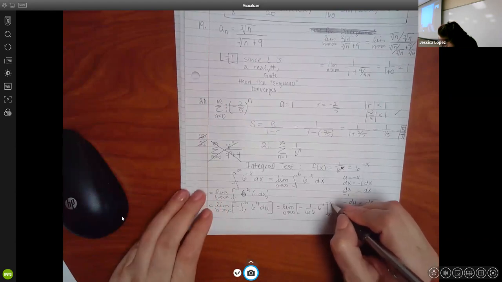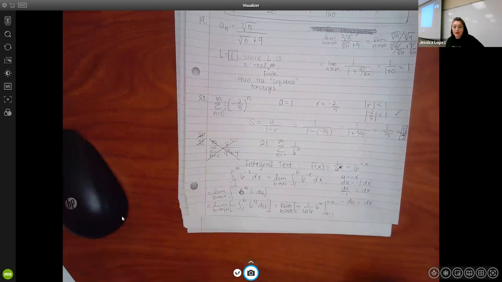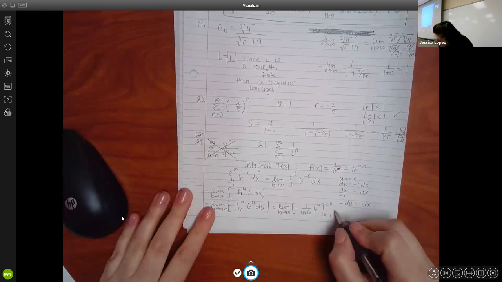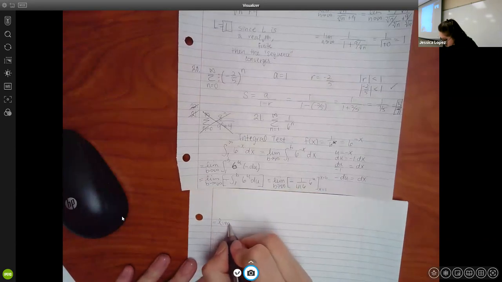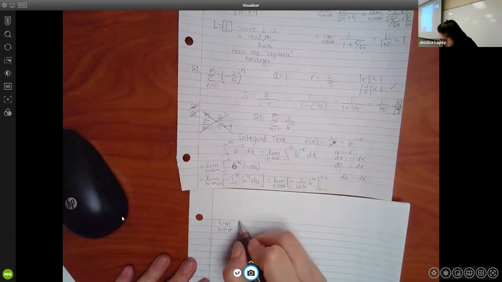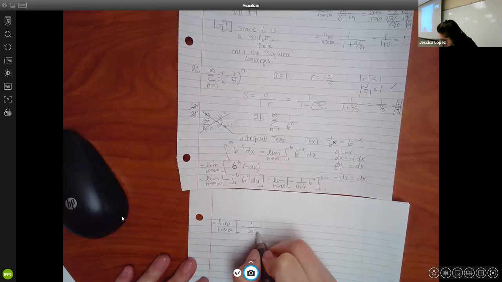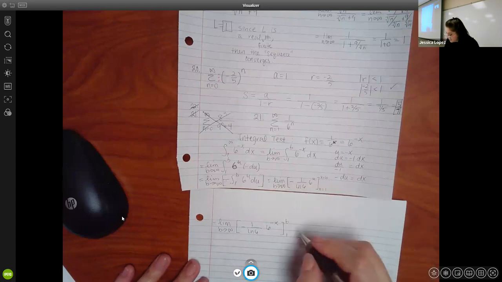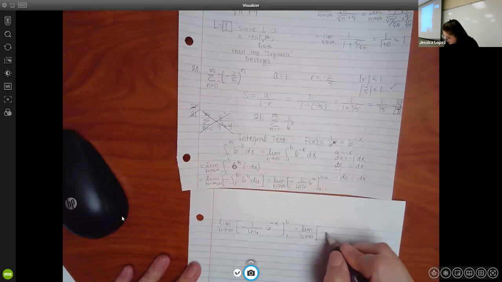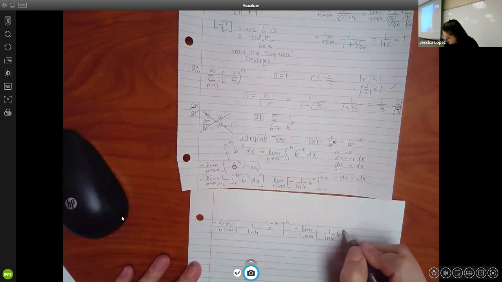Remember, these are for x values, not for u. So I plug in b and 1 yet, right? We have to back sub first. And I think I'm gonna go to another paper instead of trying to squish that in there. So we have negative 1/ln of 6, and then 6 to the negative x, because that's what u was. Now I can plug in my bounds. So I end up with negative 1/ln of 6, 6 to the negative b, minus a negative 1/ln of 6, 6 to the negative 1.